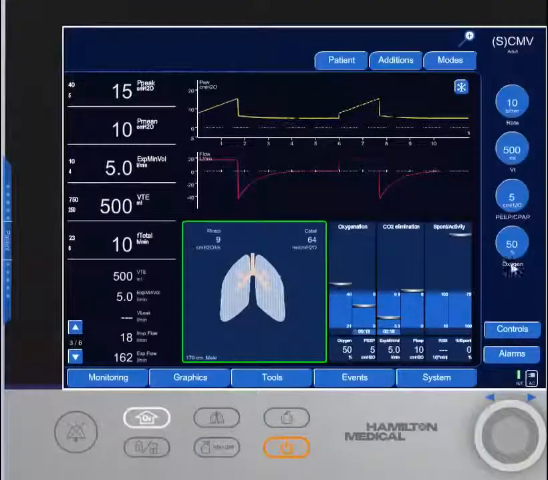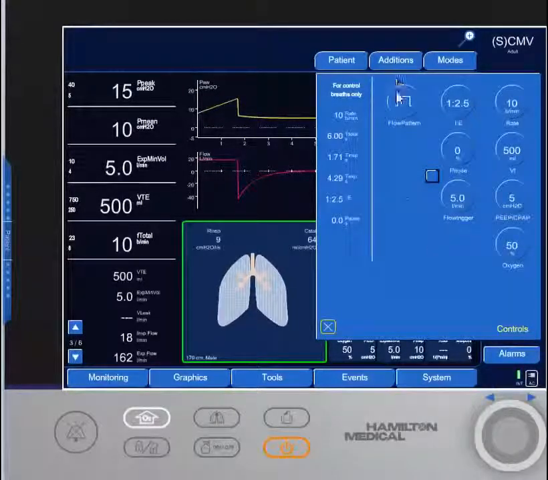Now I have my simulator here, and we're currently in volume control ventilation. That's where I have these flow asynchronies, this flow mismatch. And here are my current settings. I have a respiratory rate of 10, a tidal volume of 500, a PEEP of 5, and if I look at my controls, I have my flow pattern set to a square or a constant flow pattern, and some ventilators allow you to do this. And then my IE ratio is 1 to 2.5, which is a common IE ratio, and this gives me an inspiratory time of 1.71 seconds.